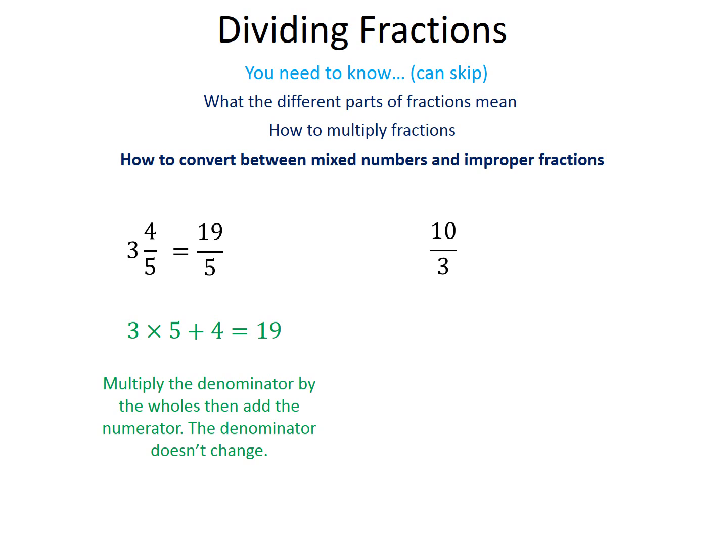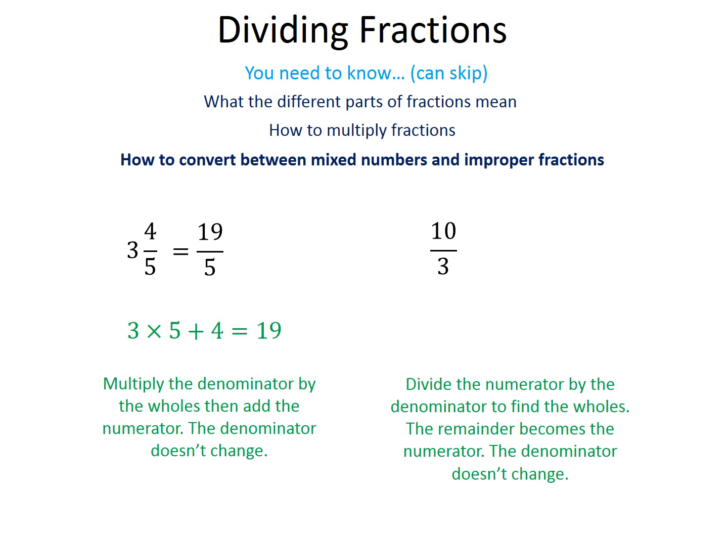All I've done is add up all the pieces that I've got. And so if I want to go the other way, I've got 10 over 3. All I do is numerator divided by denominator because 3 pieces make up a whole, and I've got 10 pieces. That means 10 divided by 3 will tell me how many wholes I have, and there'll be a remainder. And that will tell me what the fraction part is. And so 10 divided by 3 is 3, remainder 1. And so that means it's going to be 3 and 1/3. Once again, remember, that denominator is not going to change.